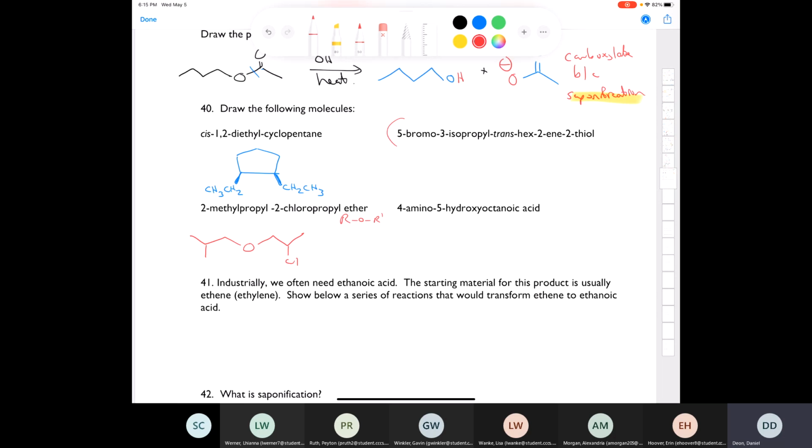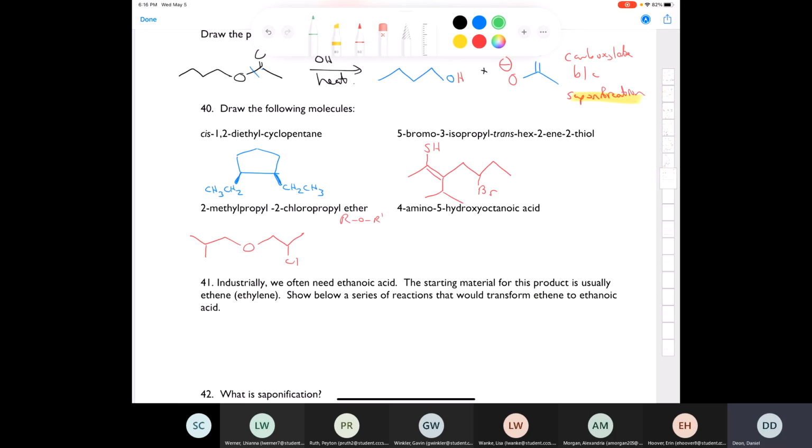It's way too difficult. I would never ask this one. It's 5-bromo, 3-isopropyl trans hex-2-ene 2-thiol. So if I have hex-2-ene, I have 1, 2, 3, 4, 5, 6. My double bond is going to be like that. That's trans, the way it's written. On carbon 2, I have a thiol. 1, 2, 3, 4, 5. Here I have a bromo. And then on carbon 3, I have an isopropyl, like that.